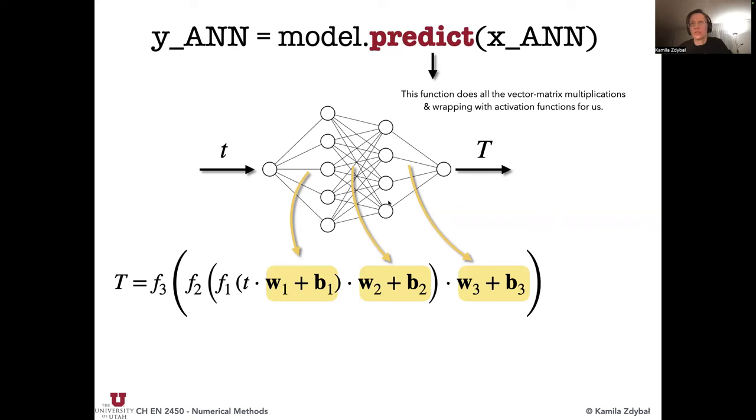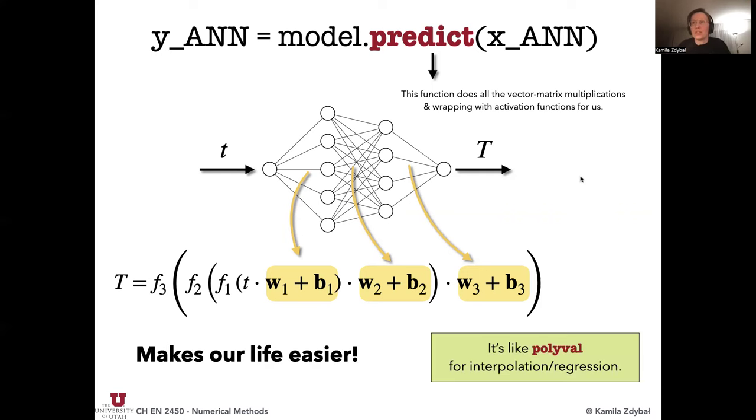So even for the small neural network, it's already a bit tedious to compute this by hand. So there's this input times that first matrix of weights plus bias. We wrap that with the activation. And then all of that becomes the input to the next layer. So we multiply that by another weight, add bias, again wrap that with the activation function. And so, that function just makes life easier for us. It's kind of like the polyval function when you learn about interpolation and regression. You've used that function, which wraps some computation under the hood.